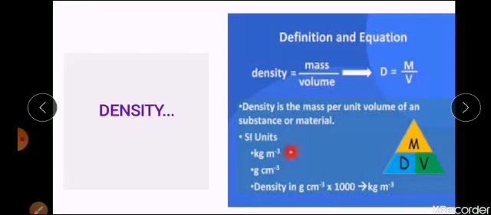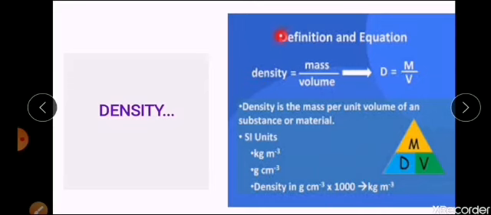As usual, the SI unit of density is kilogram meter raised to -3. Another smaller unit you can write is gram centimeter raised to -3. For the relation, to convert gram centimeter raised to -3 to the SI unit, you have to multiply it by 1000. This is very useful when you come to the numerical part, so learn the conversion properly.